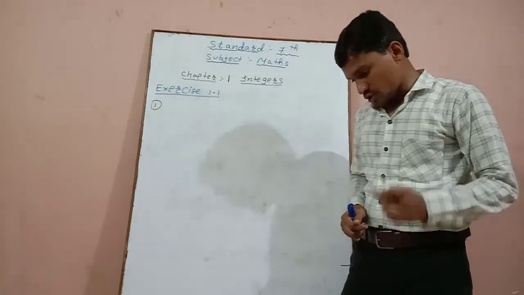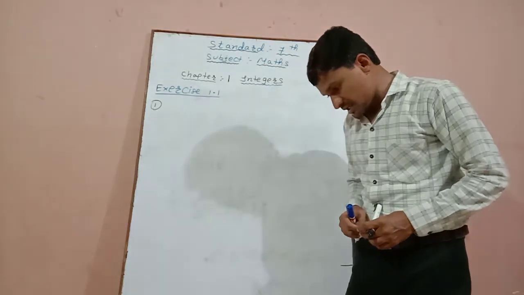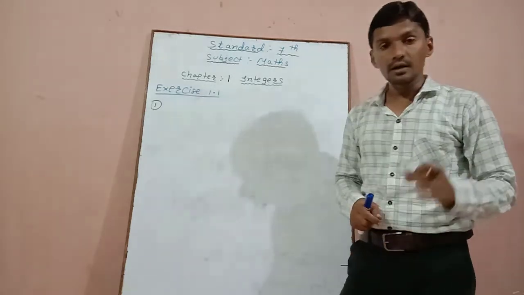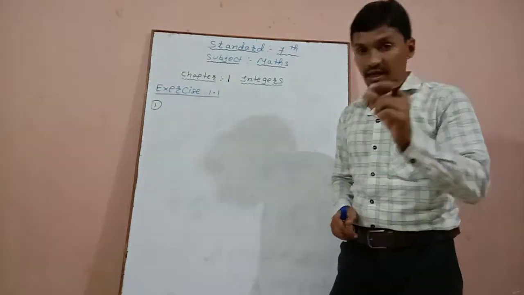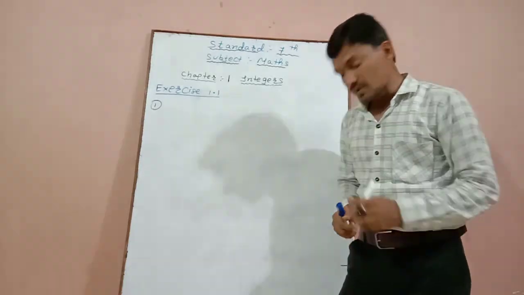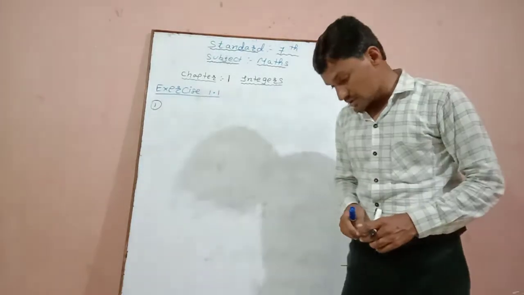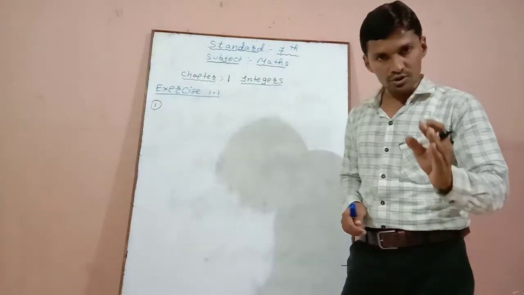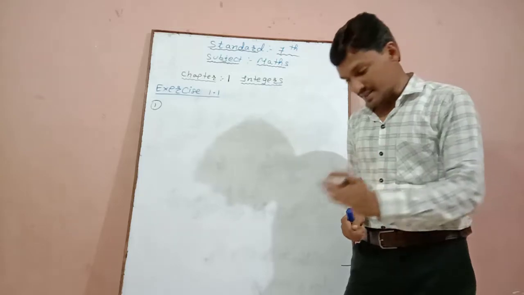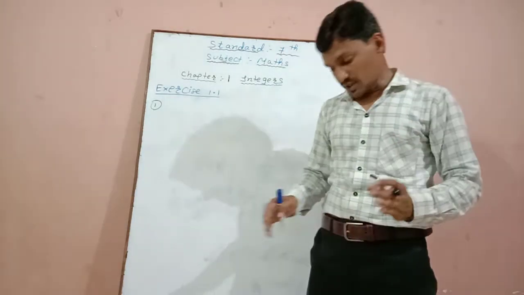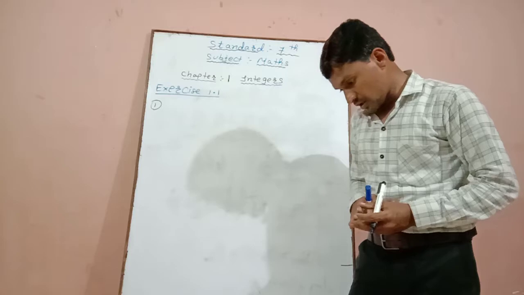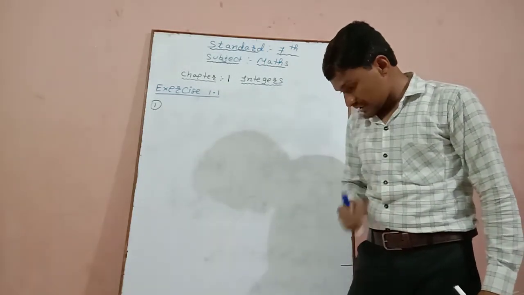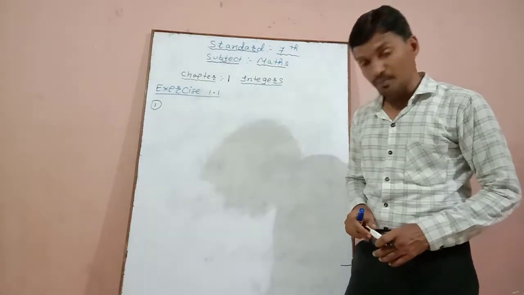The following number line shows the temperature in degrees Celsius at different places on a particular day. In the textbook the number line is shown. So from that number line we have to answer the questions given below. There are 4 questions, and we have to write the answers from the number line. First question is: observe this number line and write the temperature of the places marked.